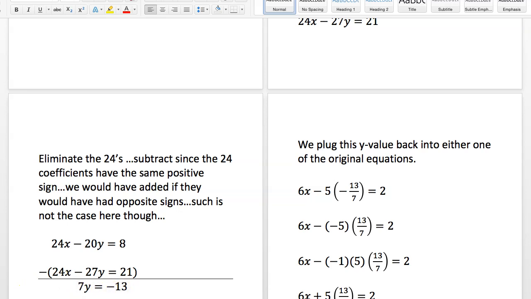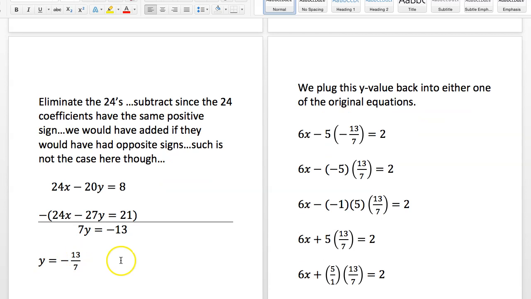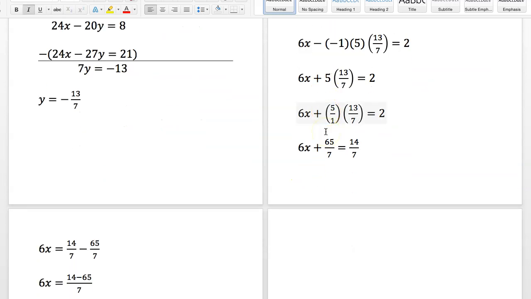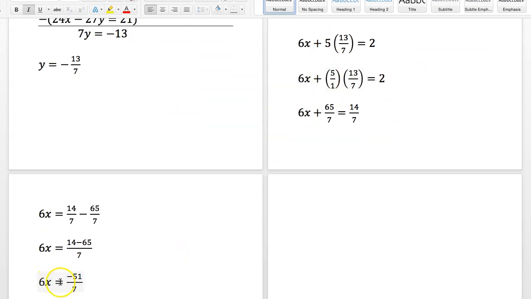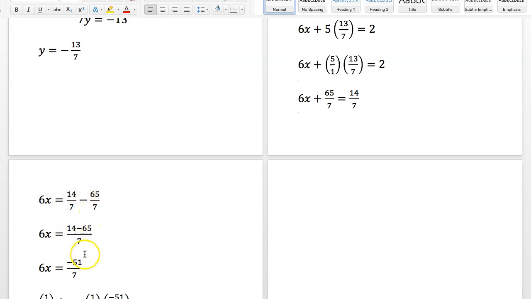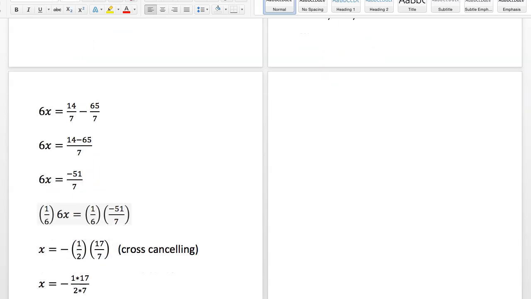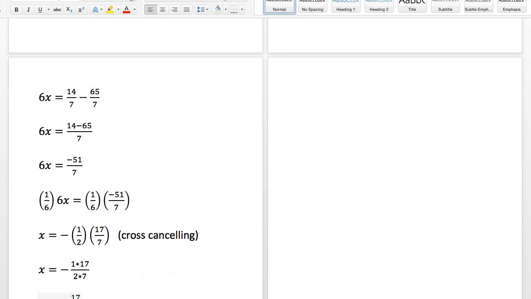We divided both sides by 7. We got neg 13 sevenths. And then we plugged that back in, and I chose one of the 2 equations. It was the top one, 6x minus 5y equals 2. But you plug the messy neg 13 sevenths into y right here. So 6x minus 5 times this y value equals 2. Now, it's a lot of messy, long algebra, a lot of messy fractional arithmetic, but finally, we got neg 17 over 14.